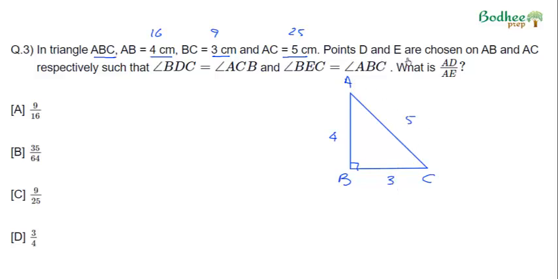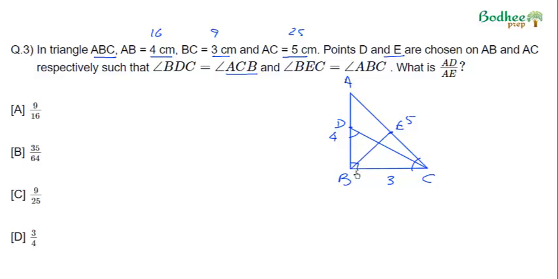Further it says that D and E are the points on AB and AC. So on AB we are taking a point D, say this, and on AC we are taking a point E, like this. And here it says that the angle BDC, so we have to draw this, is equal to ACB. So this angle is actually equal to this much.